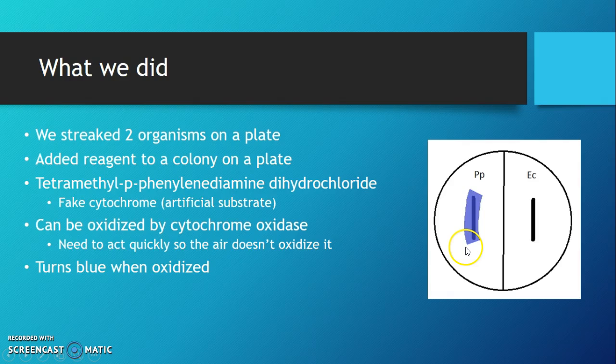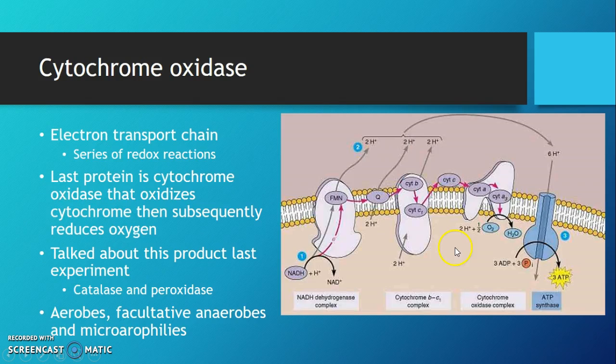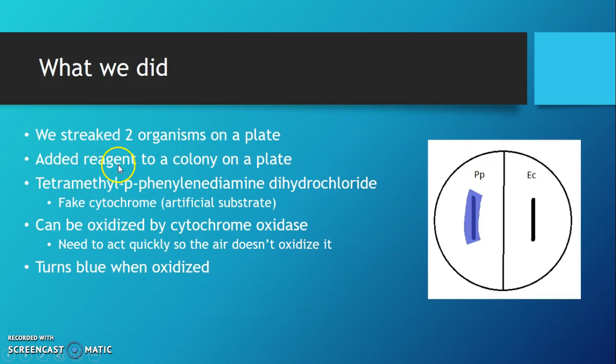And what it does is that it's similar to cytochrome. So let's take a look at this. Okay, so what we did in this experiment is that we streaked 2 organisms on a plate. And we added that tetramethyl phenylene diamine dihydrochloride to this plate. It's an artificial substrate, so it's like fake cytochrome, and it can be oxidized by cytochrome oxidase.